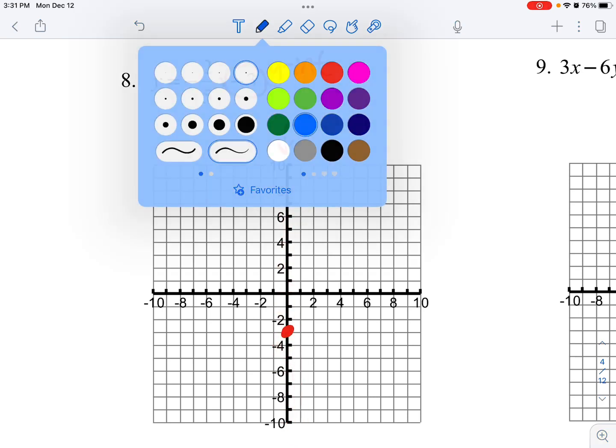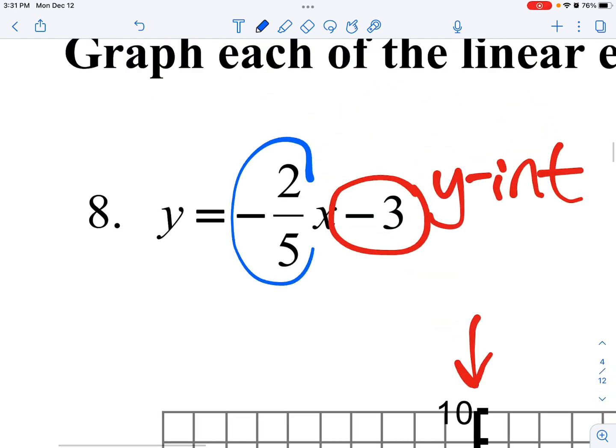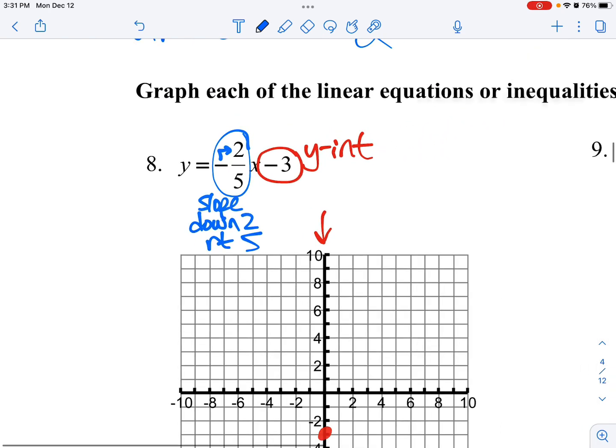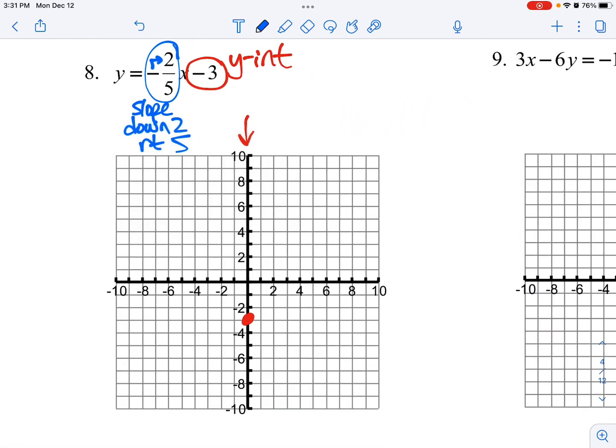The other thing I need you to remember is that this is the slope. I like to make the negative sign go with the top number, so that means down 2, right 5. So I'm going to count down 2 and right 5, so that gets me a dot right there. You can also go up 2 and left 5, like if you were running out of room on the graph. You could go up and left, or you could go down and right. It all is connected by the same number.